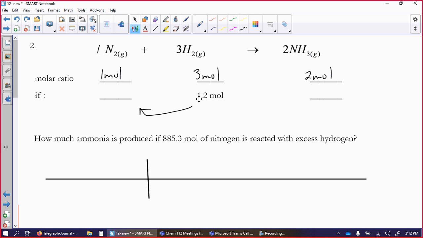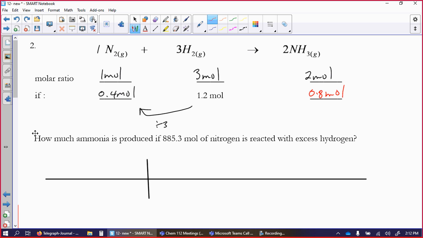If I multiply that by 3, I get 3.6. That doesn't seem to make sense because there's less of this to that. So I'm going to divide by 3. So we would need 0.4 moles. And then if I was doing this without setting everything up, 1 mole to 2, so I'm going to produce twice as much ammonia as I have here. We would produce 0.8 moles of ammonia.